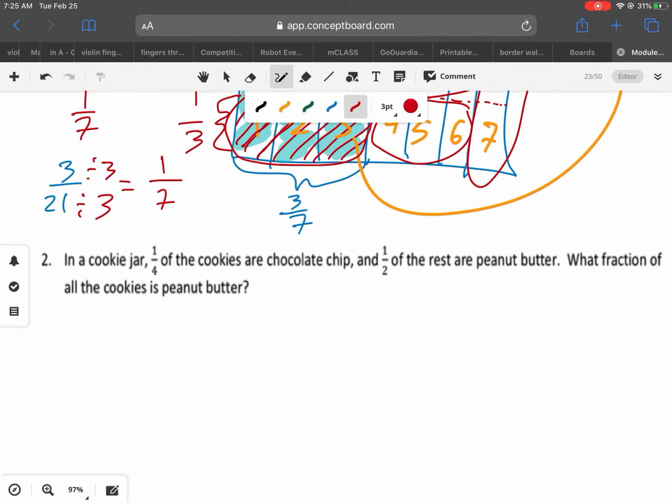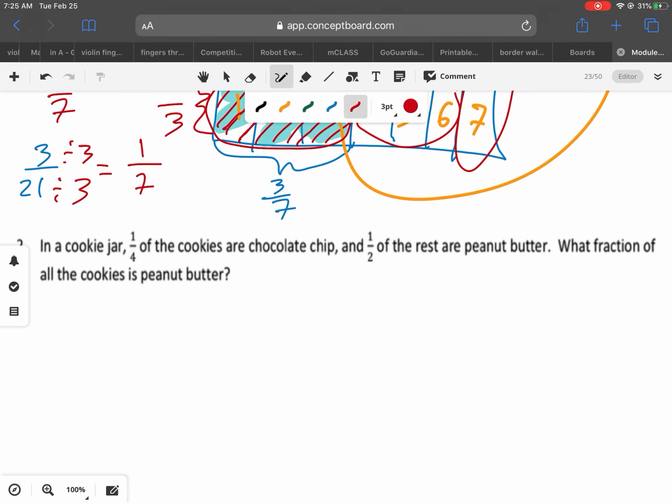Alright, in a cookie jar, 1/4 of the cookies are chocolate chip and 1/2 of the rest are peanut butter. What fraction of all the cookies is peanut butter? Alright, so you got to be careful with this one. It has you 1/4 of the cookies are chocolate chips and 1/2 of the rest are peanut butter. So we're actually looking at the rest here. The rest is going to be the part that's outside. You understand that?